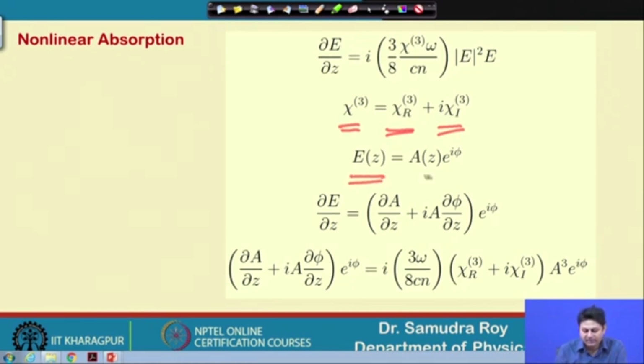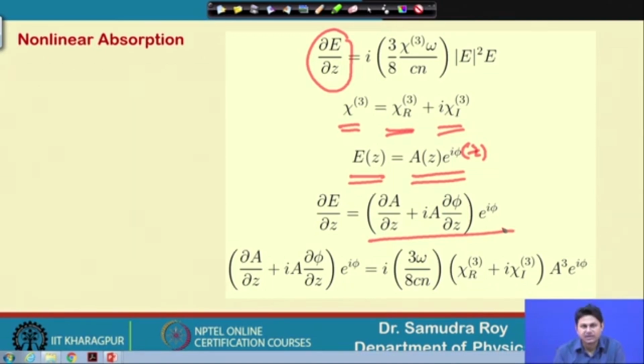The total field is again divided into two parts, amplitude and phase. Here I write the amplitude A, which is a function of z, and phi is also a function of z. Now, if I do the derivative of E with respect to z, because on the left hand side I need this quantity, it is nothing but dA dz plus iA d phi dz, times e to the power i phi. This is the same treatment that we did in the previous slide. Just take the amplitude and phase parts and make a derivative, and you will get these things. Now, we put this quantity in the left hand side like this, and on the right hand side we write everything and also expand this susceptibility term. Mod of E1 square multiplied by E is simply A cube e to the power i phi.